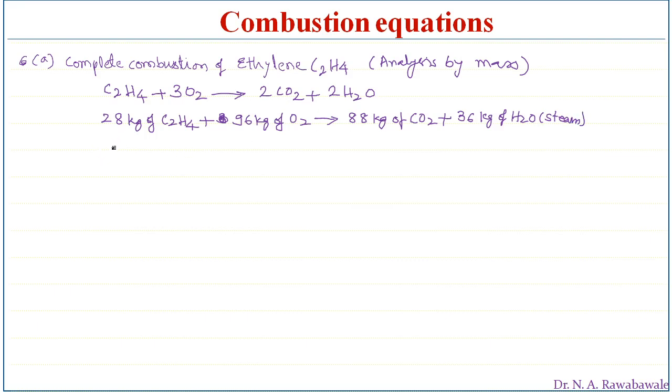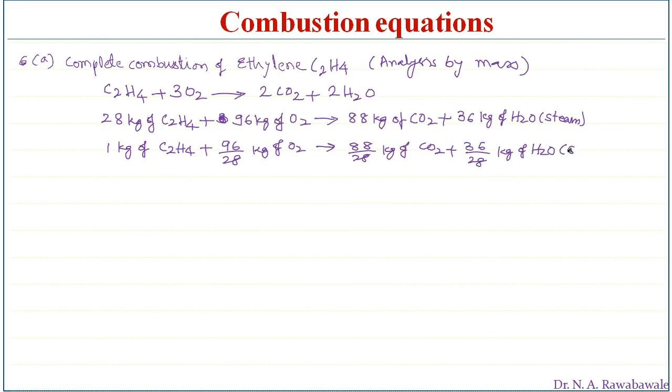So dividing the above equation completely by 28, we get 1 kg of ethylene is burned in presence of 96 divided by 28 kg of oxygen, producing 88 divided by 28 kg of carbon dioxide plus 36 divided by 28 kg of water H2O in the form of steam.